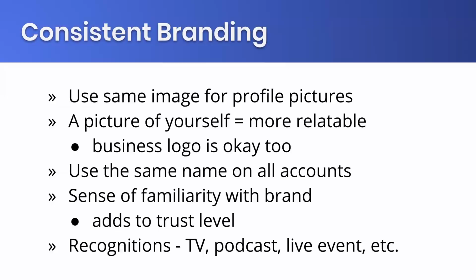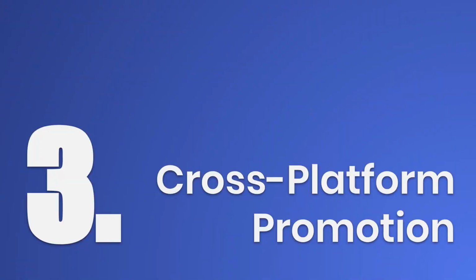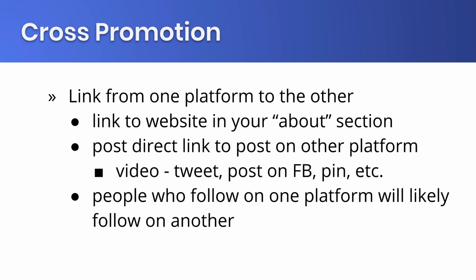Number 3 is to implement cross-platform promotion. This is when you are linking from one platform to another. You are essentially drawing people from one place and getting them to engage with your content somewhere else. The main way of doing this is having a link to your website and other social media platforms in your About section of your account profile.